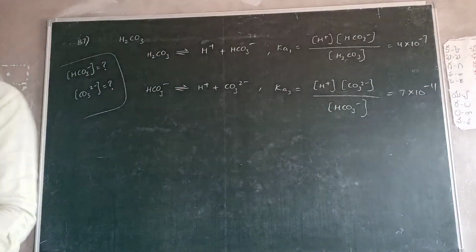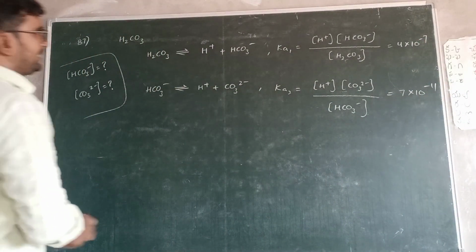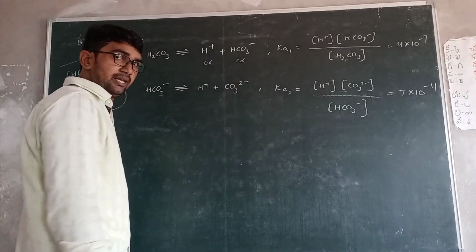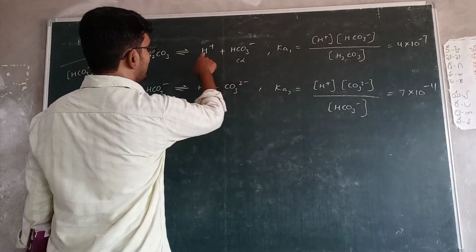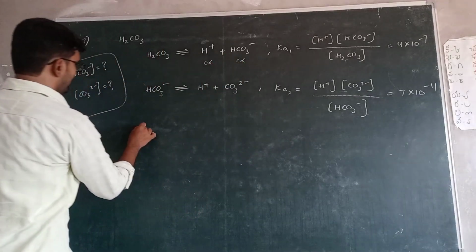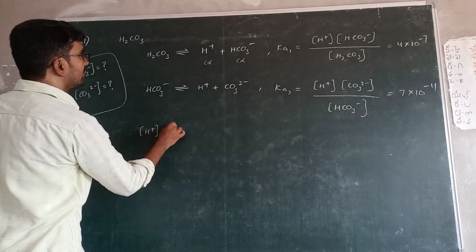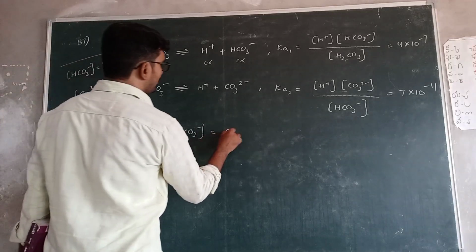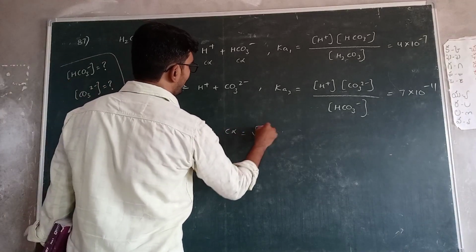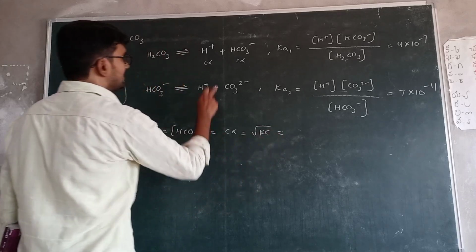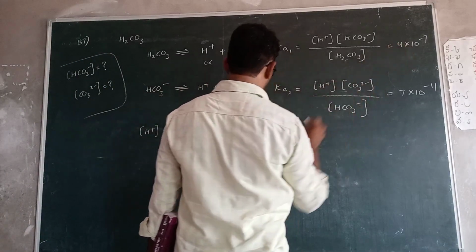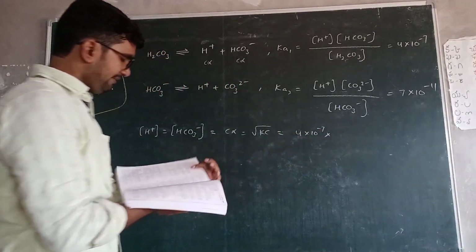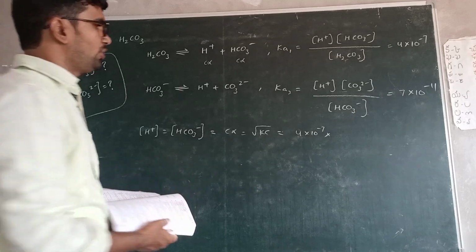But in this problem, the small twist is that we actually start with these two as C alpha in the first dissociation, very important. C alpha means both concentrations must be equal. So concentration of H plus is equal to concentration of HCO3 minus. So concentration of H plus is equal to C alpha, or is equal to root over Kc. So the first dissociation K value is this one, 4 into 10 to the power of minus 7, into C value, which is given in this problem, 0.025.